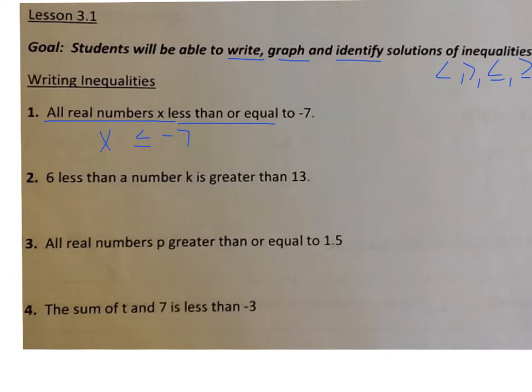Number 2, 6 less than a number k is greater than 13. All right, 6 less than. Less than means that we're going to subtract, and we're subtracting from a value k. So since it says less than, we know that we're going to take k and subtract 6. The order switches. So k minus 6 is greater than. Greater than is this symbol, and then 13. So here is our inequality.